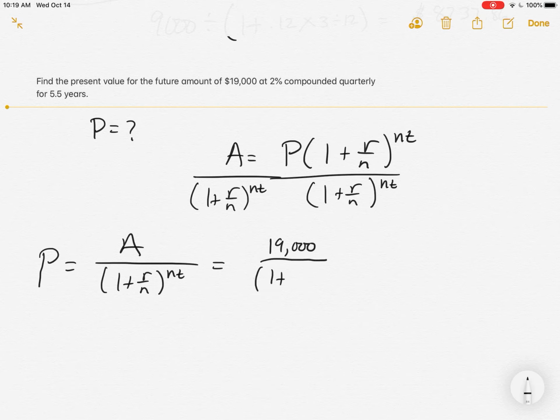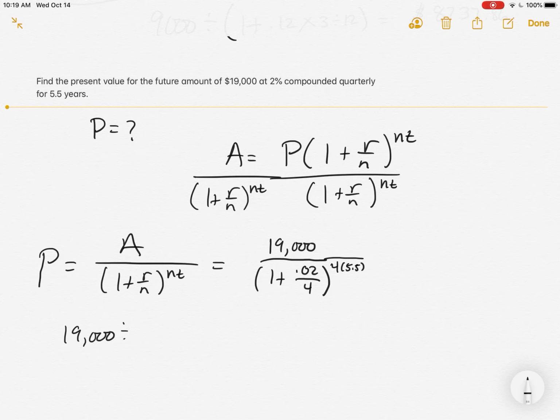So this is 1 plus r, where r was given as 2%. Be careful not to write it as 20%. 2% divided by 4, because it's going to be compounded 4 times a year. That's 4 times a year for 5.5 years. Now we could simplify this a little bit. I think that's going to be a little bit difficult to tell our calculator what to do here. They're not modeling that in the book, they're just plugging it in. So let's see if we can just plug it in.